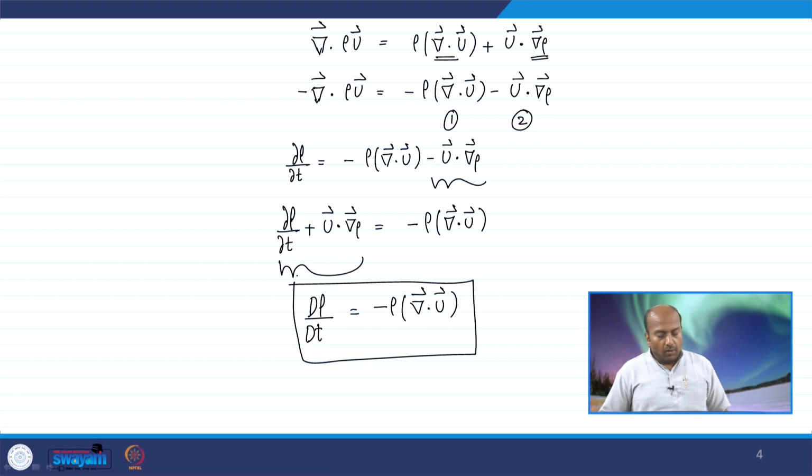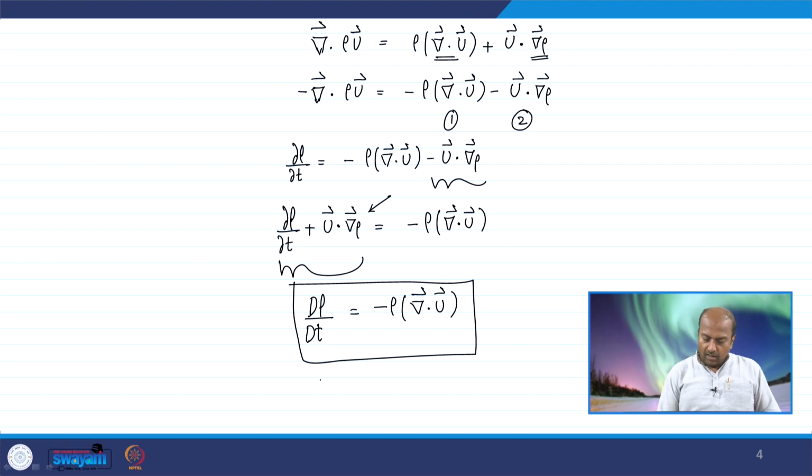Now, what is this equation? This is still the continuity equation. We have just rearranged terms so that instead of the partial derivative, or local derivative, we have a total derivative, which also accommodates the advection term. This form of the continuity equation is called the velocity divergence form of the continuity equation.